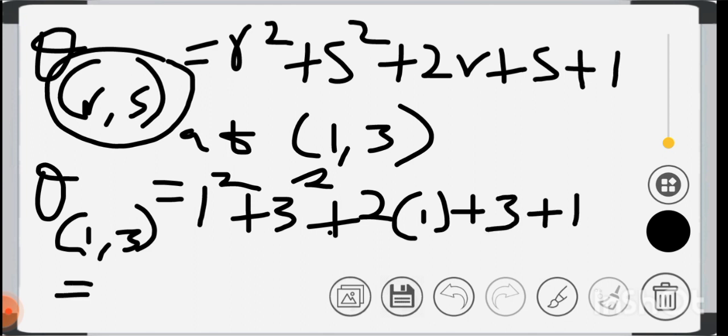So if you do that, what are you going to have? 1 squared is 1, 3 squared is 9. 9 plus 1, that is 10. 10 plus 2 times 1, that is 12 plus 3 plus 1, that is 16. So we're going to have 16 at the end of the day.